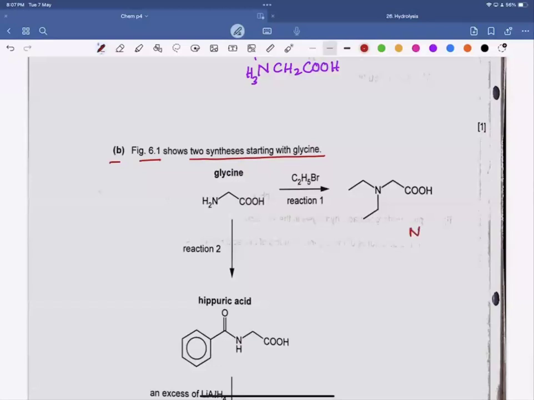Let me show you that this nitrogen has two hydrogens over here, and over here CH2, and then COOH. So what happens over here? This hydrogen is actually substituted with CH2, CH3, and this hydrogen is also substituted with CH2, CH3. Right? So it means 2 moles of C2H5Br has been used.